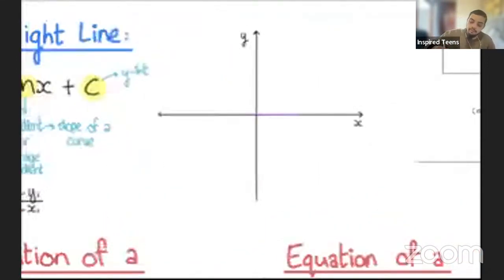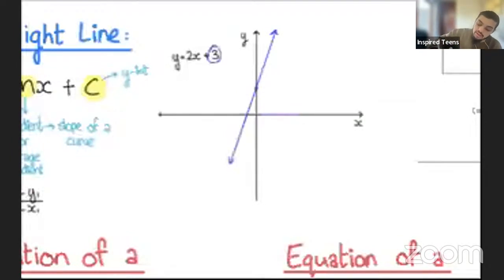So for example, let's just say I have the equation y is equal to 2x plus 3. This is not extremely accurate, but it doesn't really matter. Now you can guess what this coordinate is. The part of the graph where it intersects with the y-axis is the y-intercept. We know from the equation that c is 3, so we know for sure that this is 0 and 3.